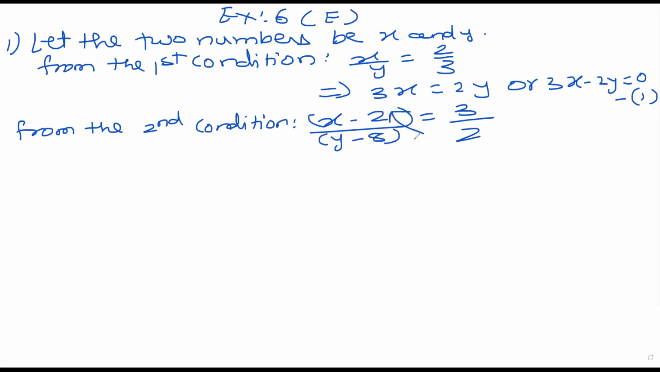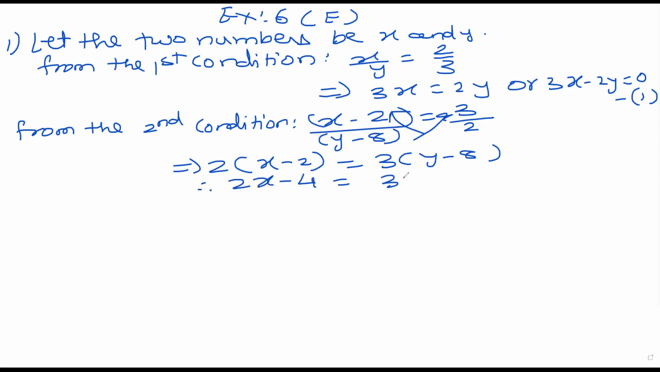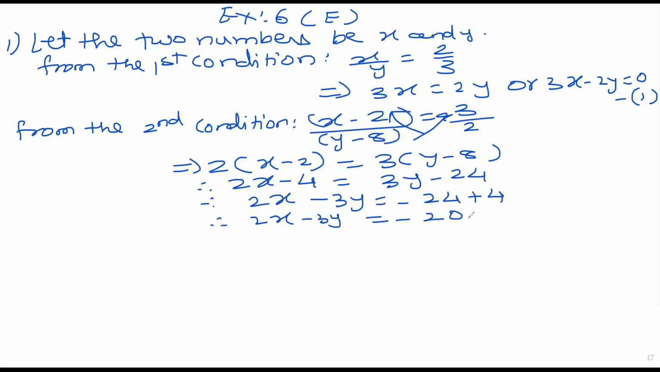On cross multiplying, what do you get? You get 2 into bracket x minus 2 is equal to 3 into bracket y minus 8. Don't forget to use the brackets again. While opening the brackets, you get 2x minus 4 is equal to 3y minus 24. So you get 2x minus 3y is equal to minus 24 plus 4, that is 2x minus 3y is equal to minus 20. Equation 2.